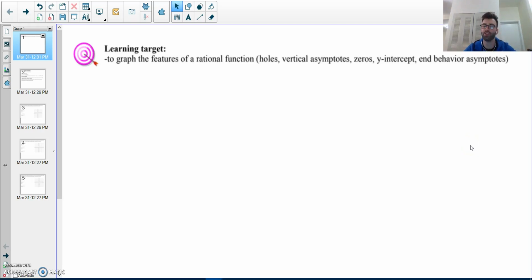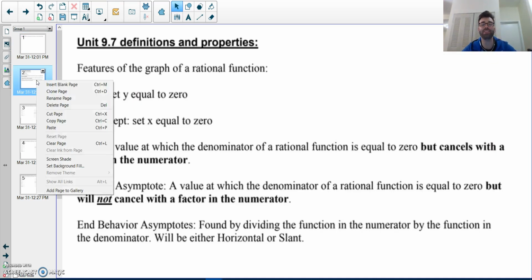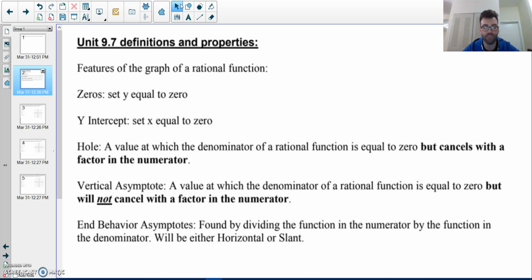Alright, we are back with our last video of Unit 9. In this video, we're going to be putting everything together. We're going to put it all in one place. We're going to graph rational functions. To graph rational functions, we're going to have to find these key features of a rational function.